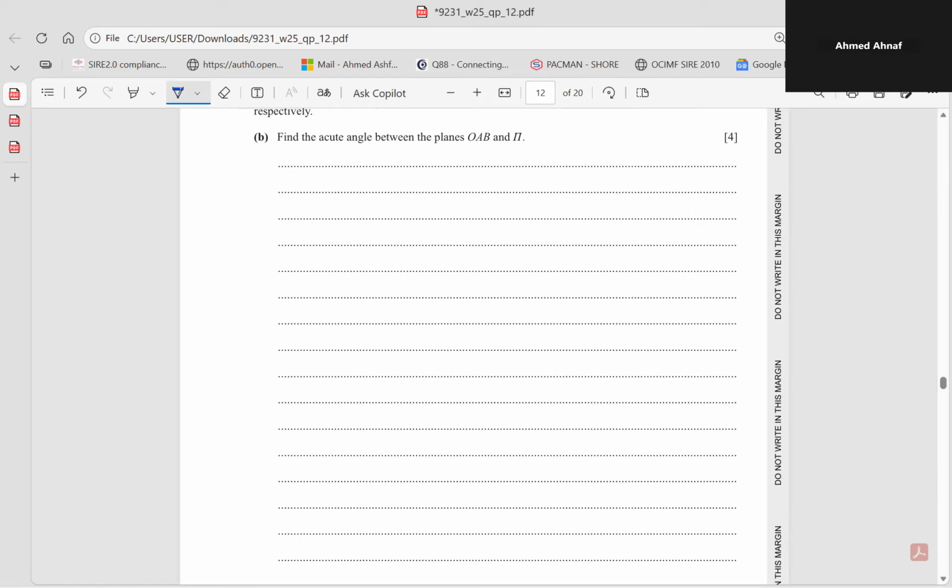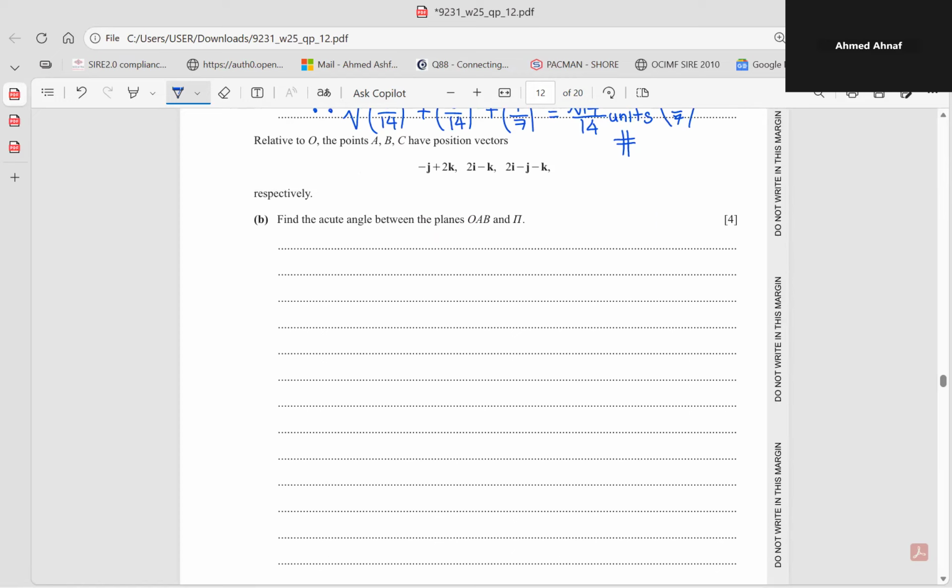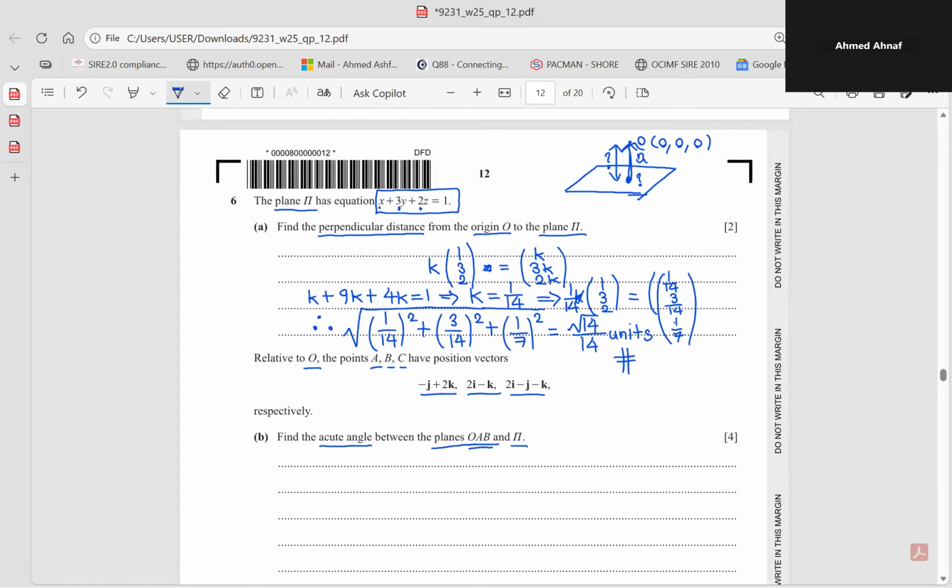Okay, so for this second part, we're told that relative to O, the points A, B, and C have these position vectors respectively. And we're told to find the acute angle between the planes OAB and pi. All right, so to do this, we need to first find the normal vector to plane OAB. For pi, we already know it's basically 1, 3, 2.